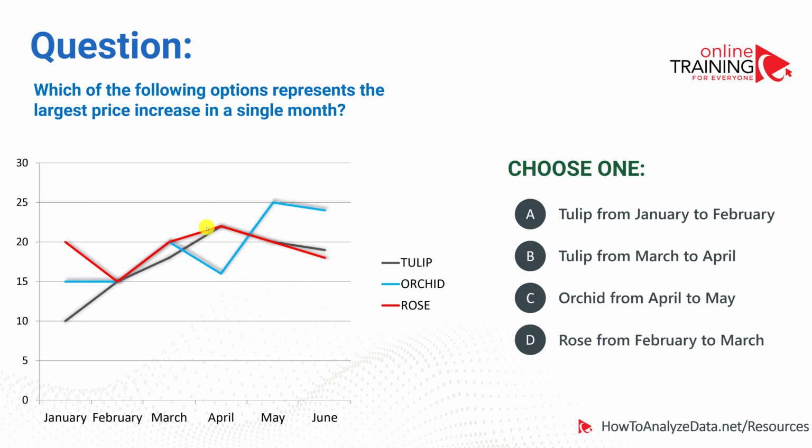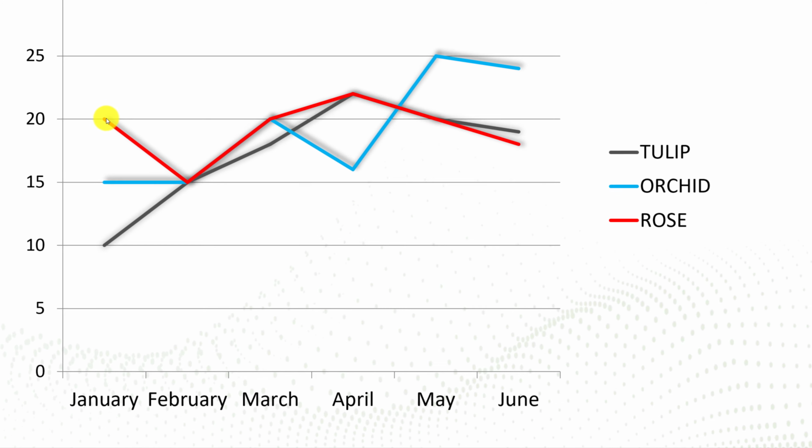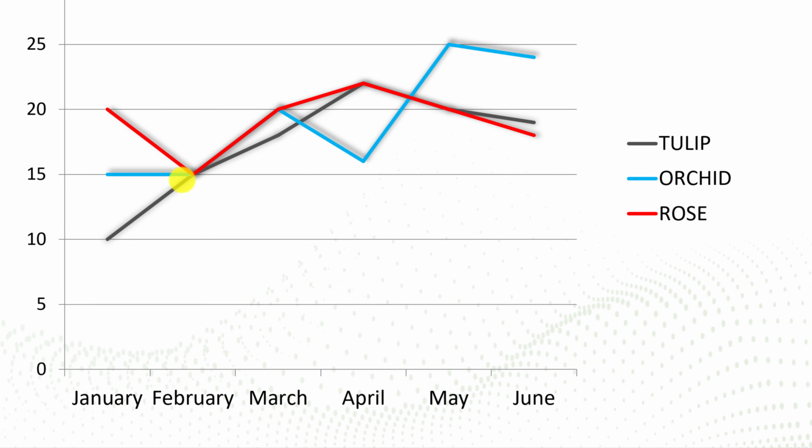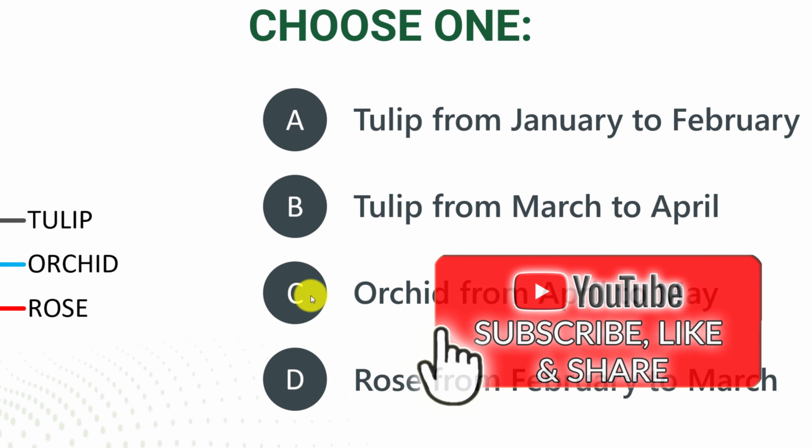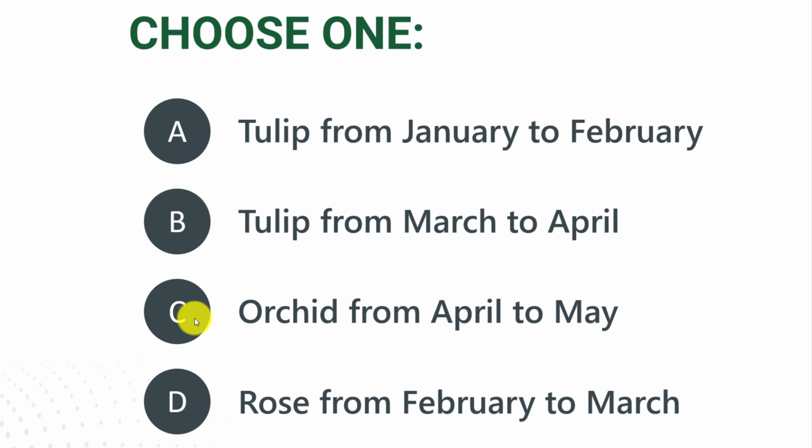To answer this question correctly, you need to look at the segments of this graph. Segment that goes from months to months represents either price increase or price decrease. The largest segment that represents one single month's largest price increase would be on the blue line from April to May. Blue line represents orchids. And let's go to the choice. So the right answer here is choice C, orchids from April to May.